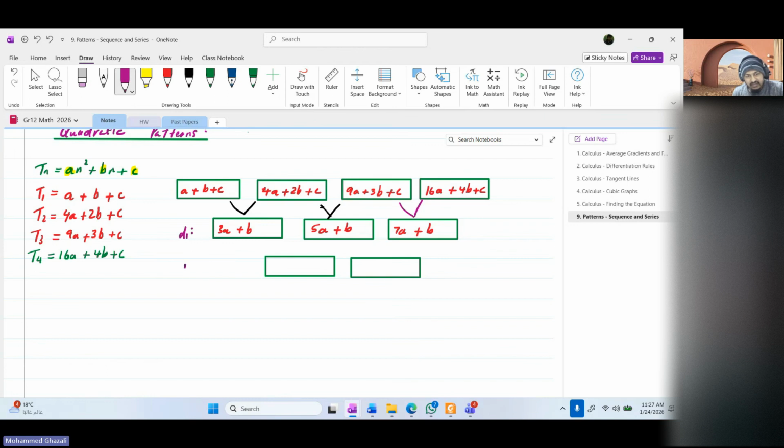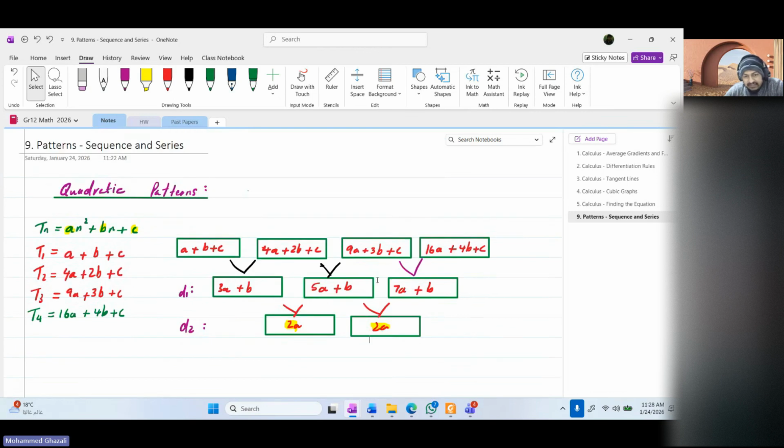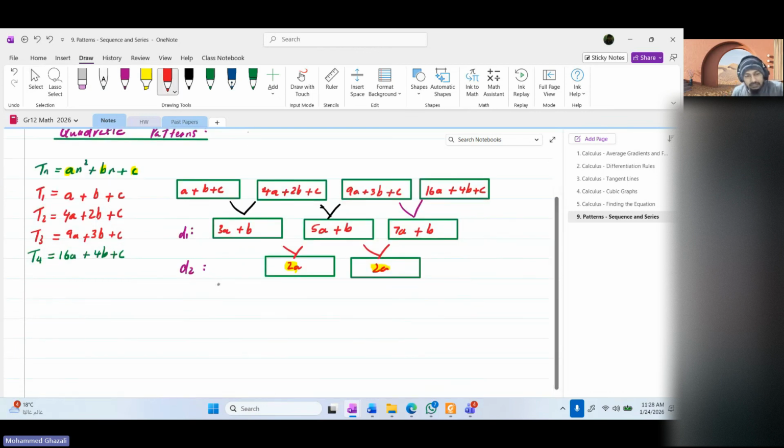So this is difference 1, and let's see what difference 2 is. Difference 2 is 5a minus 3a, which is 2a. And what is b minus b? 0. 7a minus 5a is also 2a. So what we notice is that the second differences are the same. That's how you say the pattern is quadratic: if the second differences are the same. A pattern is cubic if the third differences are the same. You can continue this for any polynomial function. A pattern is linear if the first differences are the same. So the second difference is a constant.